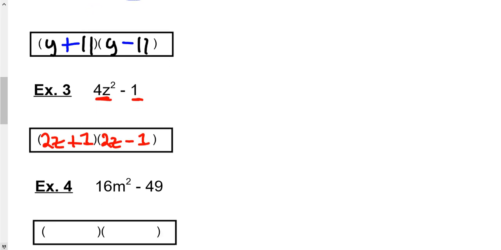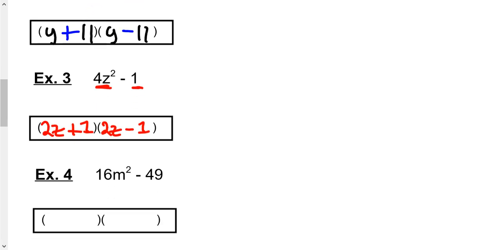So let's look at example 4. Example 4, we look at this. 16m squared is a perfect square. The square root of 16 is 4. The square root of m squared is m.